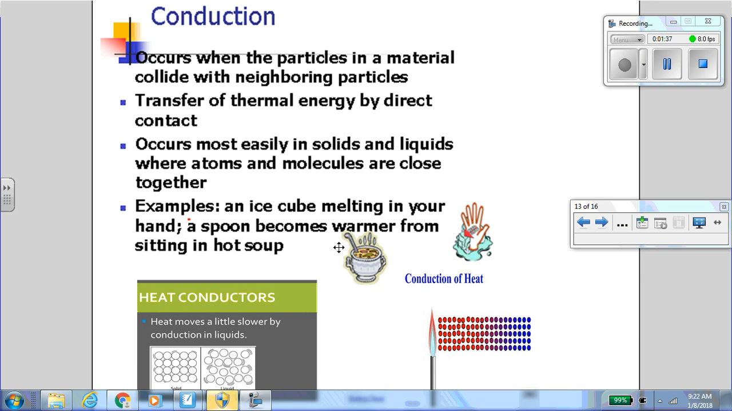Some examples of conduction would be an ice cube melting in your hand. The ice cube and your hand are touching, or what we would call making direct contact. Your hand is the warmer substance in this scenario, so your hand would transfer heat to the ice cube, causing it to melt. A spoon becoming warm from sitting in hot soup is another good example. The soup is the warmer substance, so the soup is going to transfer heat to the spoon, and eventually they would be at the same temperature.